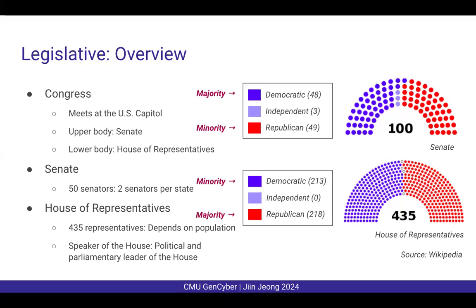You will often hear the term Speaker of the House. Basically, this is a position that refers to the political and the parliamentary leader of the House. At the moment, we see that the Democratic Party is the majority party in the US Senate, and the Republican is the minority party. This is flipped in the House of Representatives. The Republicans make up the majority of the House, and the Democrats make up the minority.